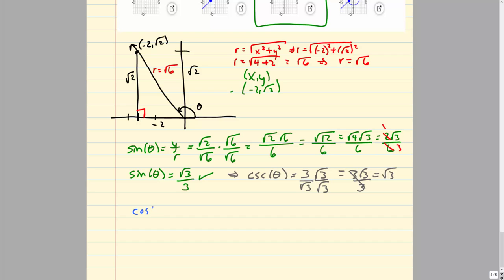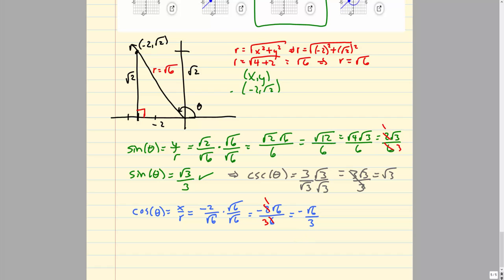Let's go ahead and look at the cosine of theta. Cosine of theta is x over r. X in this case was a negative 2, so I'm going to bring that sign with it. R was a root 6. I rationalize the denominator, and I get negative 2 root 6 over 6. I have some canceling that can occur here, and I end up with negative root 6 over 3.